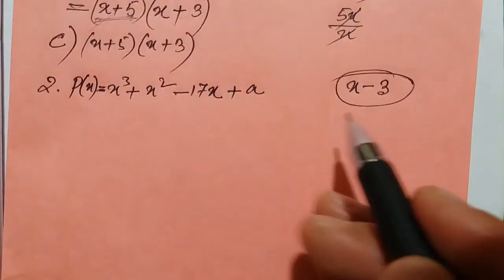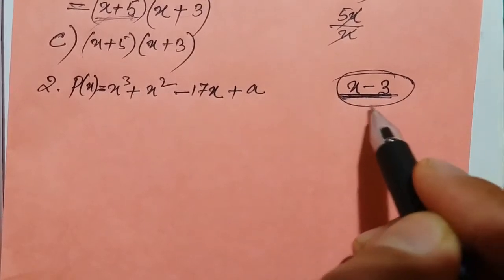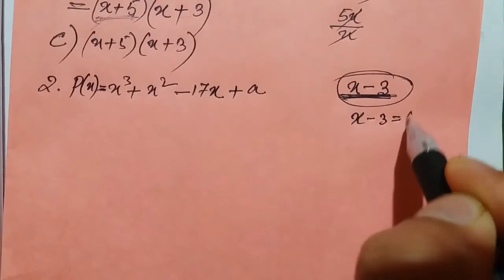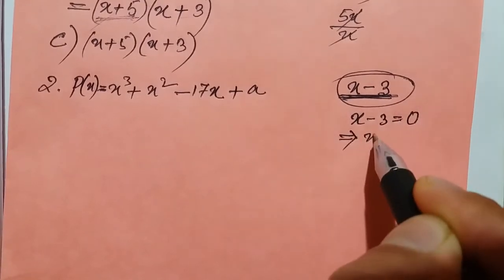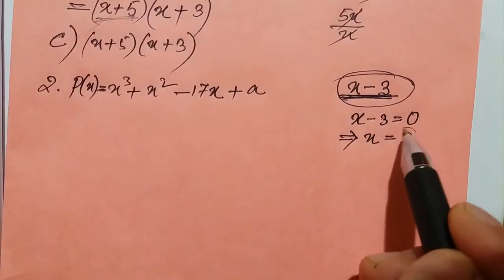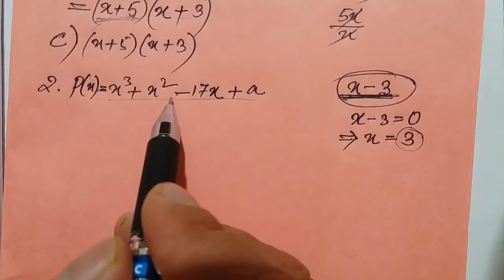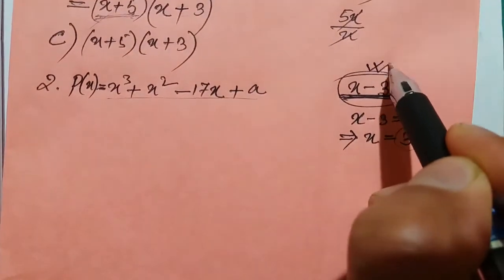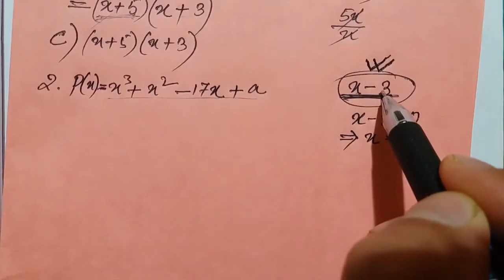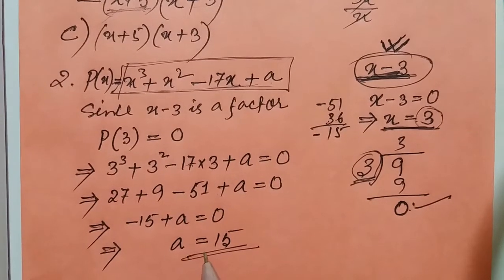Now by factor theorem, if this is a factor, then when you put the value of x... this is x minus 3, if you take this equal to 0, then x will be equal to 3. So if you put the value of x as 3 here, you should get 0, since x minus 3 is a factor. This is true only when x minus 3 is a factor. So the value of a is 15.